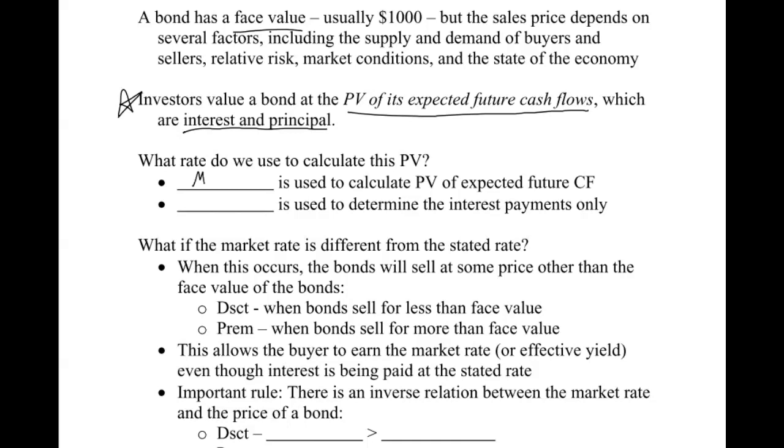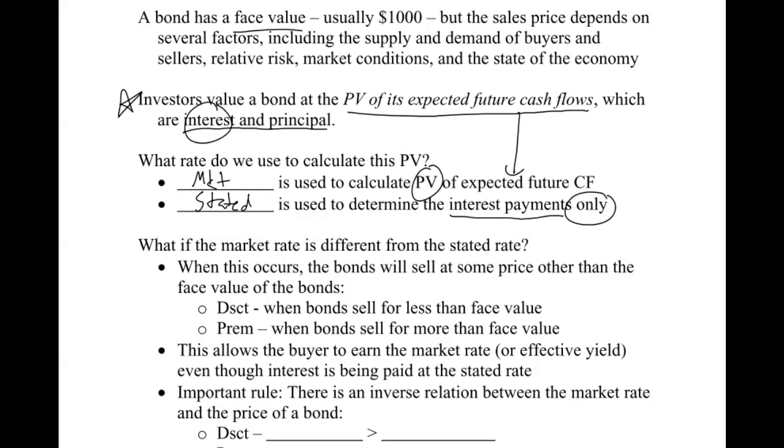The market rate is used to calculate the present value of the expected future cash flows. So when we talked about what we're going to issue it for, we're going to use the market rate to determine that present value. The stated rate is used to determine the interest payments only. This interest payment that we're going to make every 6 months, that's what we're talking about.